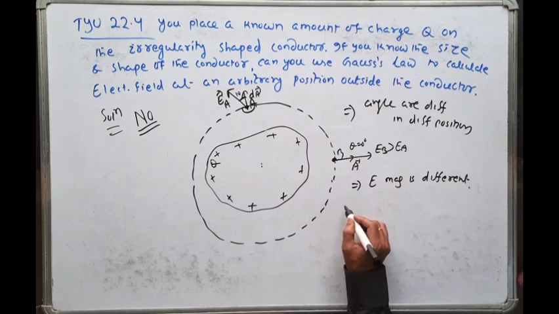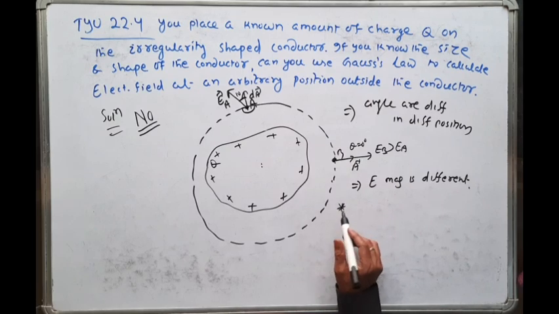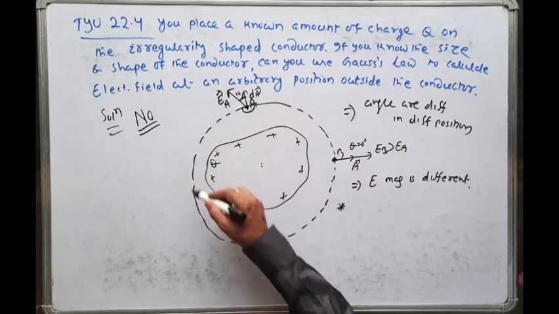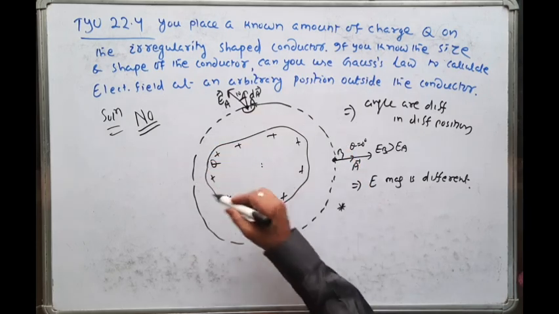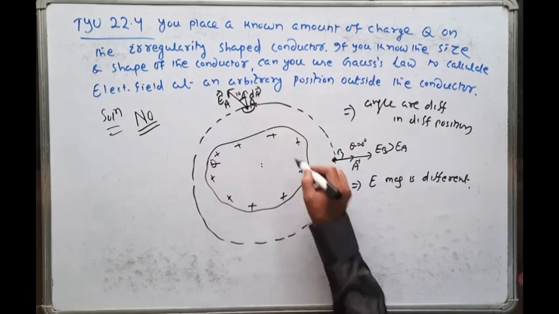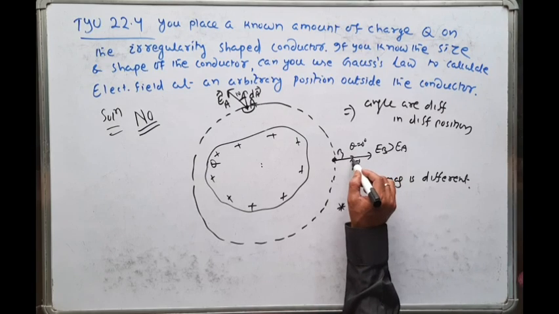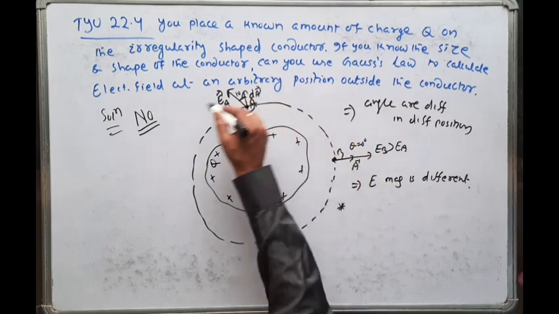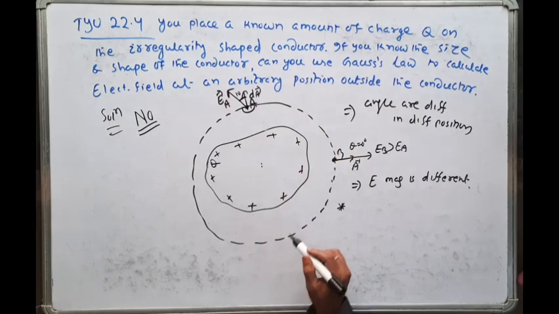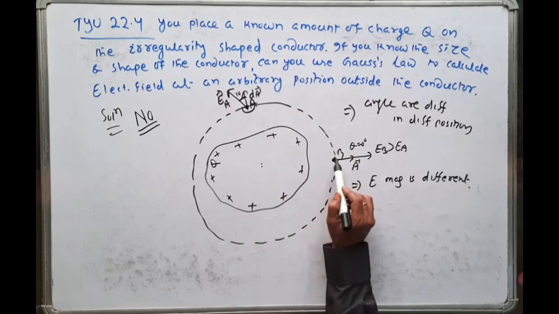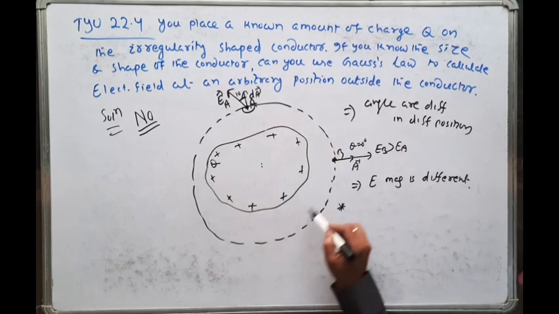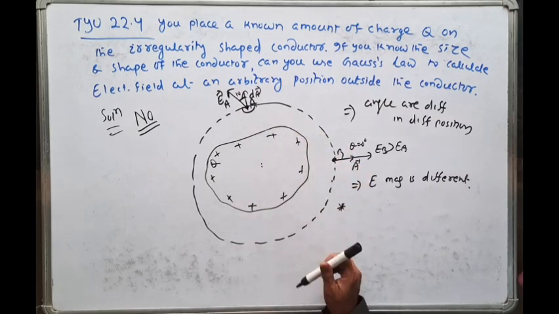What is the condition I have already given? To apply Gauss law, the Gaussian surface must be symmetric about the charged body, and the angle between electric field intensity and area vector should always be the same, whatever the surface. And the magnitude of electric field intensity must be constant at every point of the Gaussian surface. So our answer is no.